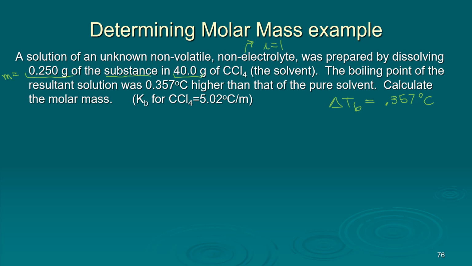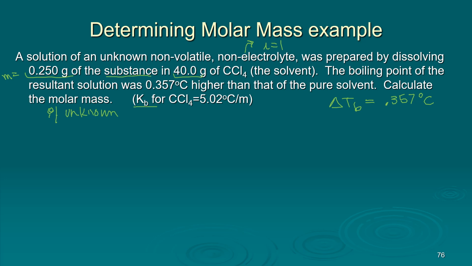So delta TB. Sometimes they might give you the initial boiling point of the pure solvent and then the final boiling point of the solution, and then you have to figure out delta TB. But in this case, they're telling you what it is. And so what we want to know is what is the molar mass of our unknown? And they're telling you what Kb is.